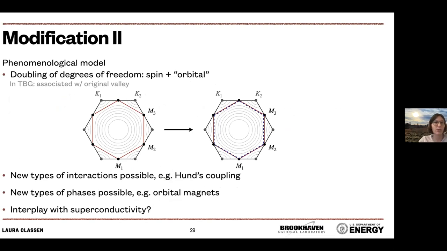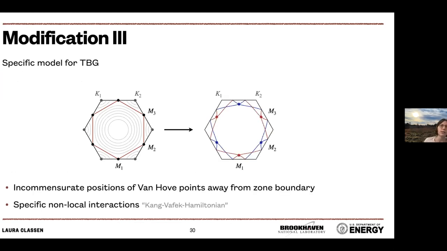And because of that, I want to consider two modifications of this Van Hove scenario. The first one is a simple phenomenological model that looks at the doubling of the degrees of freedom, where we now have spin plus some orbital degree of freedom, which in TBG would be associated with the original valley. And with that, we'll get new types of interactions like the Hund's coupling and new types of phases like orbital magnets. And the question is, how does this affect the Van Hove scenario? And how does this interplay with superconductivity? And then as a next step, I want to look at what changes if you now also include a specific model for twisted bilayer graphene for the band structure, where we will get incommensurate position of these Van Hove points away from the zone boundary. And we'll also include specific non-local interactions for twisted bilayer graphene.